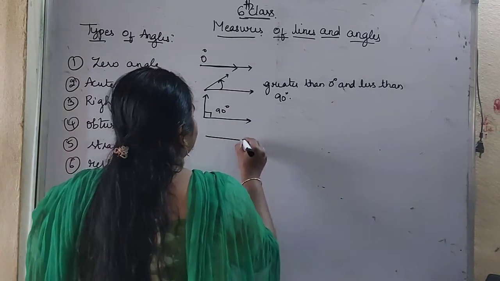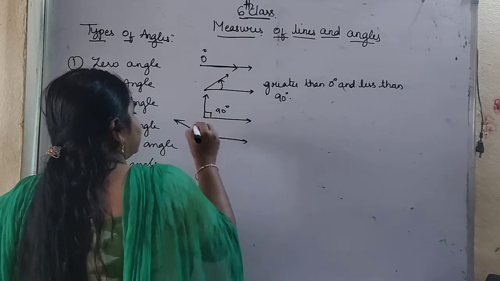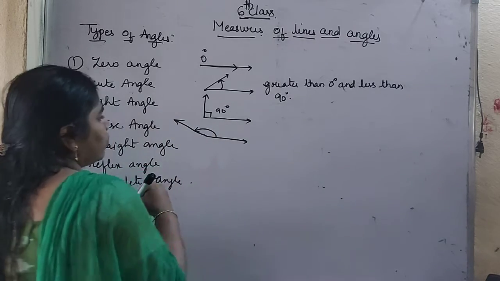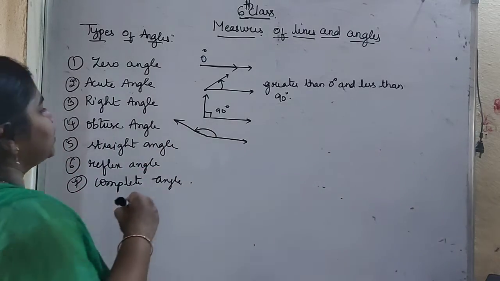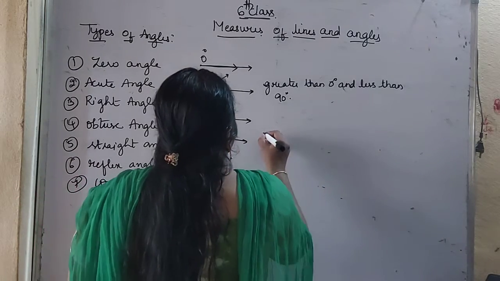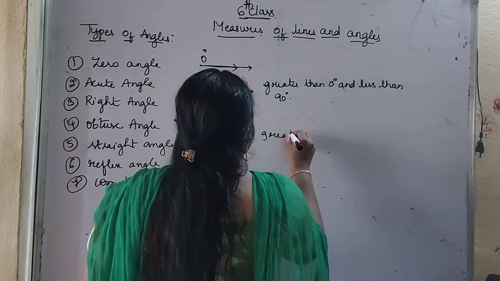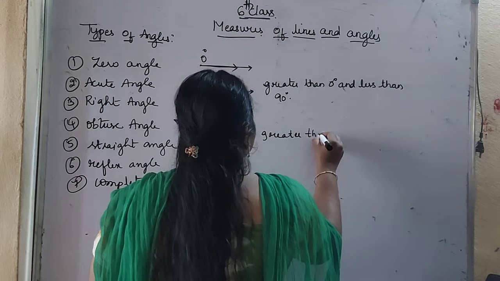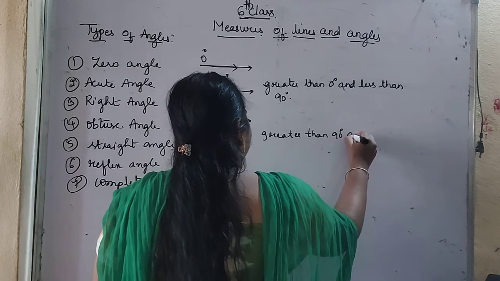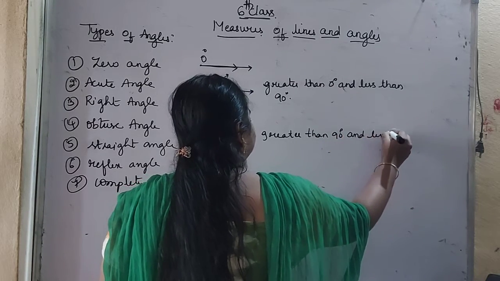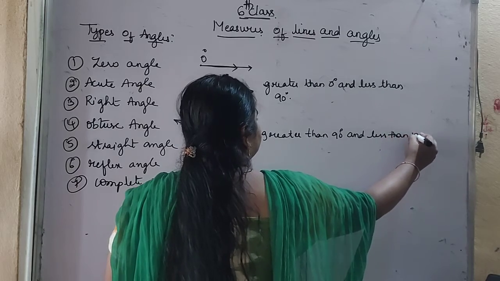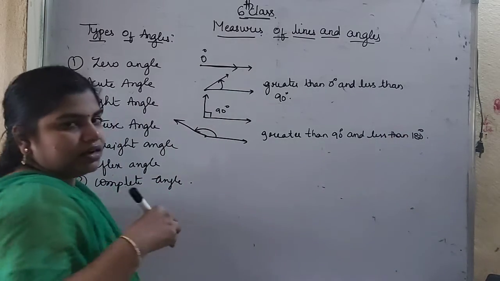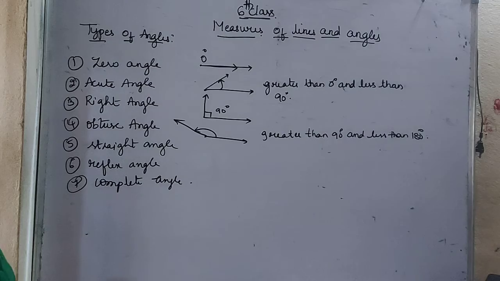Next is obtuse angle. It has moved slightly more like this. So this is obtuse angle. And what is obtuse angle? It is greater than 90 and less than 180. That is called an obtuse angle.